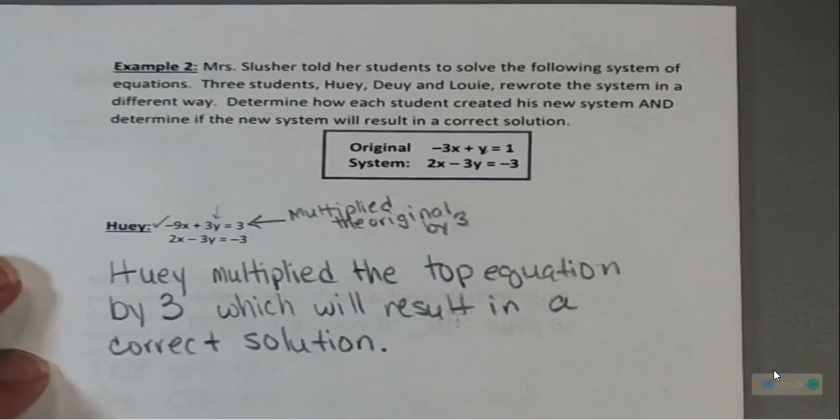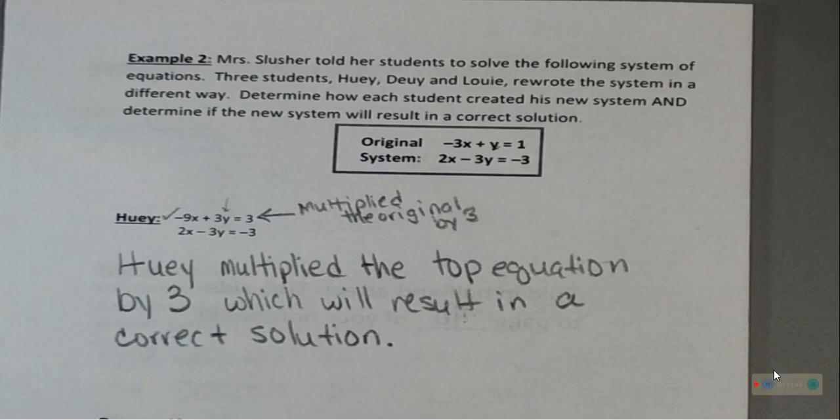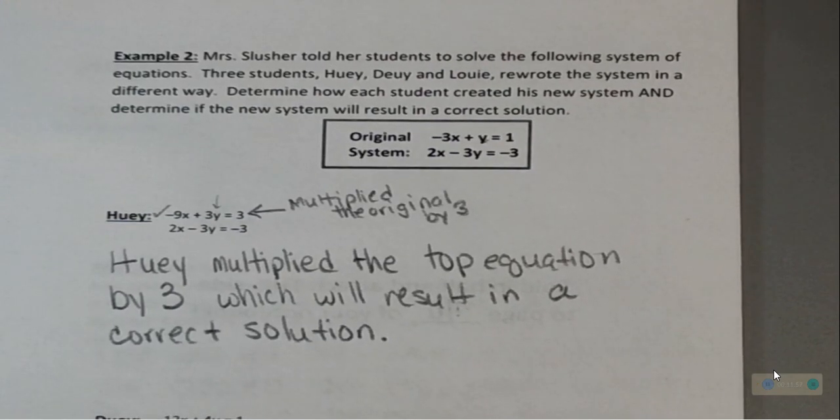Now, if this was a test problem, I'm looking for you to tell me two things. I'm looking for you to tell me that Huey is going to get a correct answer. But most importantly, I'm looking for you to tell me he's going to get a correct answer because he multiplied the top equation by 3. Let's be honest, you could just 50-50 guess. He's either right or he's wrong.